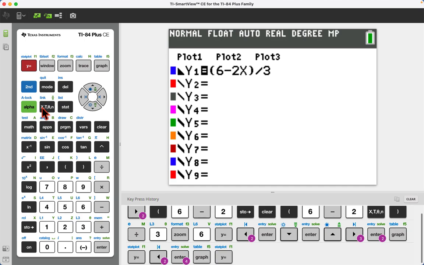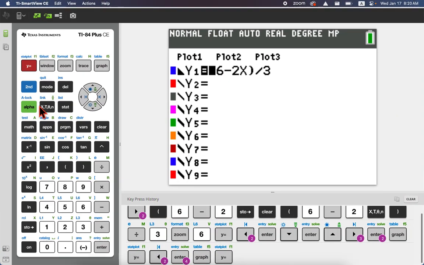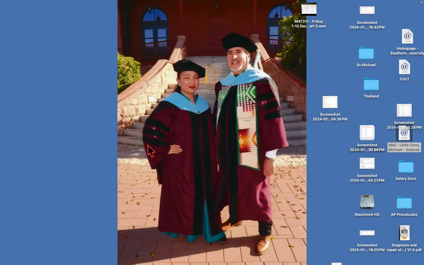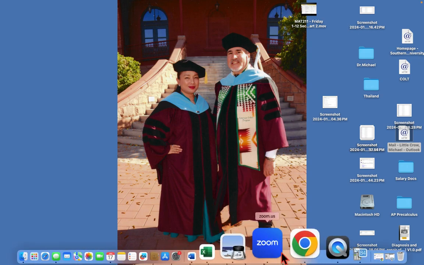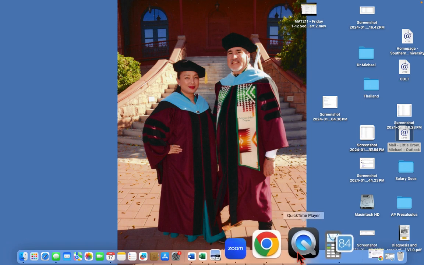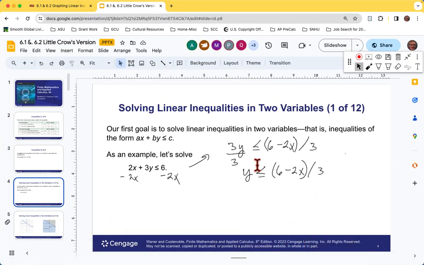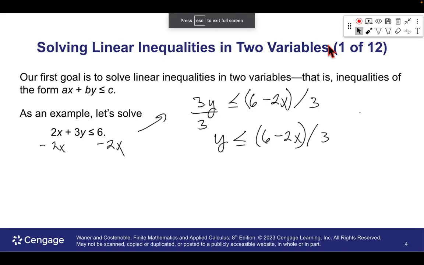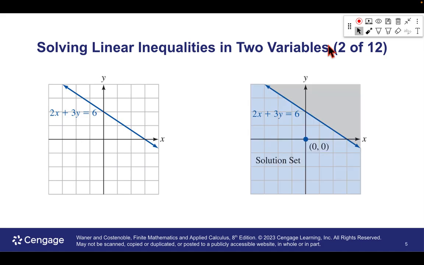All right. So let's go back to the lesson. I'll show you, I've got to minimize this. We'll be back to this and we'll be doing this multiple times. Here we are, slideshow. So there's our line. There's our shading. Okay. So this is the solution set. We shaded below.